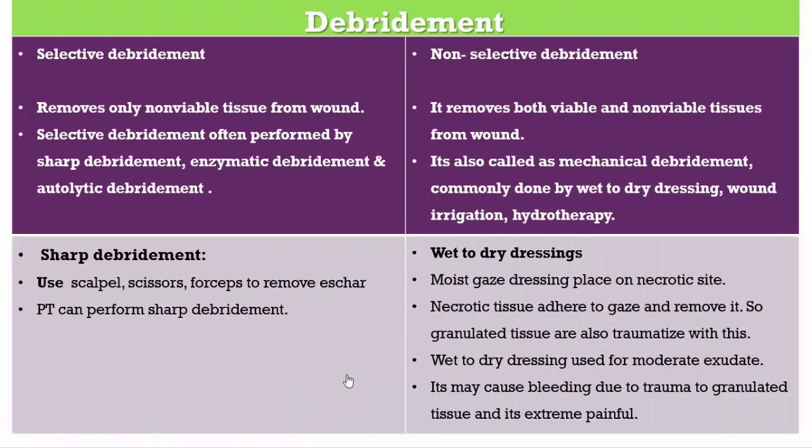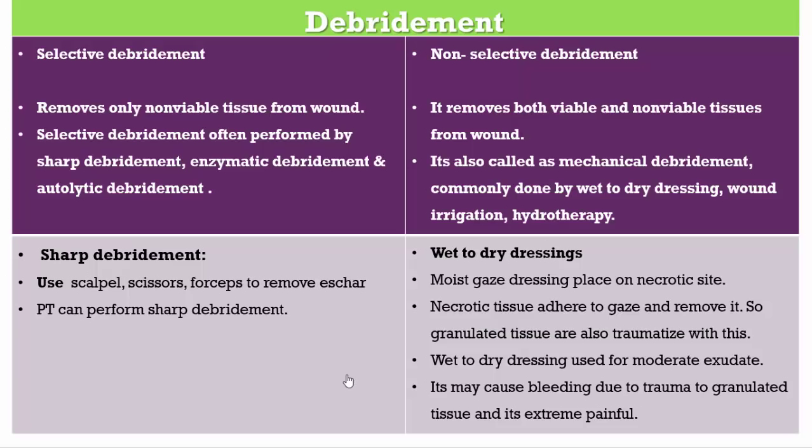Let's have a look at debridement. There are two types of debridement: selective debridement and non-selective debridement. Selective debridement removes only non-viable tissue from the wound. It is used often and performed by sharp debridement, enzymatic debridement, and autolytic debridement. These all are examples of selective debridement.